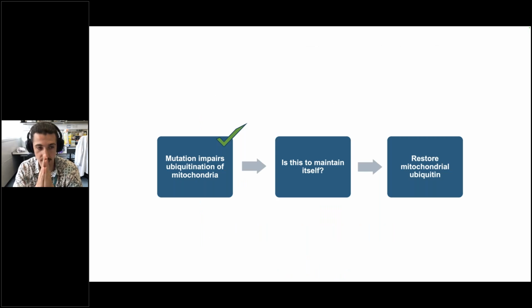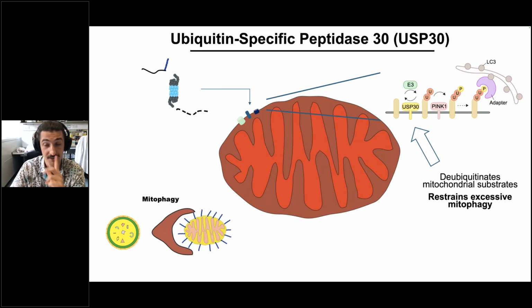So we've seen that this mutation impairs the ubiquitination of mitochondria, but this doesn't necessarily mean that the ubiquitination is how the mutation maintains itself. To be able to prove this concept, we need to restore mitochondrial ubiquitin. And so to do that, we employed this deubiquitinase called USP30. And this USP30 sits on the outer mitochondrial membrane and takes away ubiquitin tags on outer mitochondrial membranes, therefore restraining excessive mitophagy.